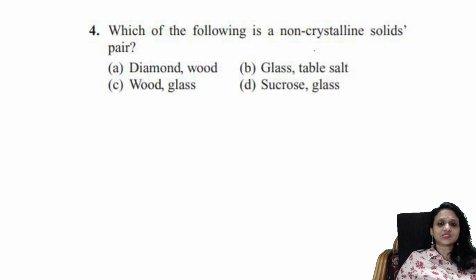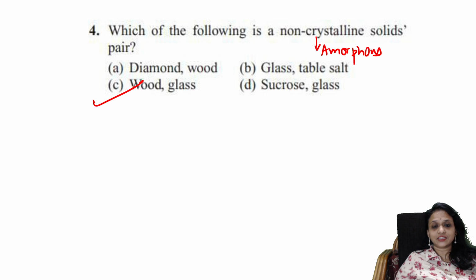Which of the following is a non-crystalline solid pair? Wow. They have given two options here. You have to check non-crystalline solids. So non-crystalline solids means nothing but amorphous. Correct? Non-crystalline solids are nothing but amorphous. What is the pair, students? Yes. Check here. Wood and glass. Correct? Diamond is crystalline. One pair.